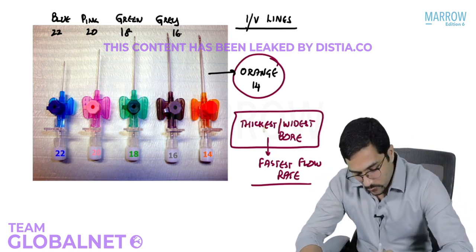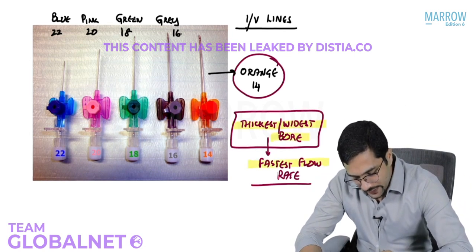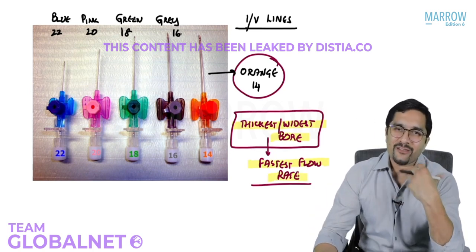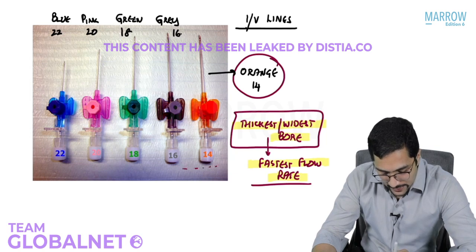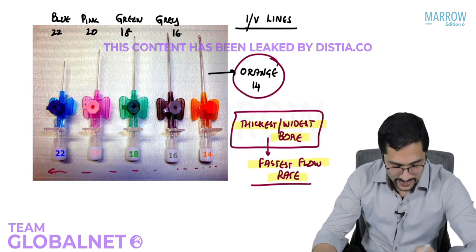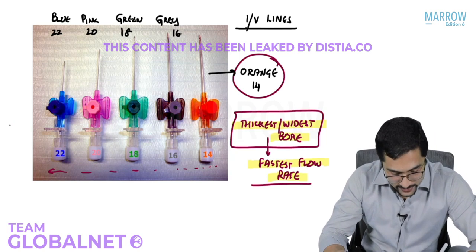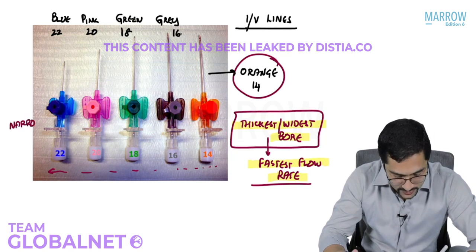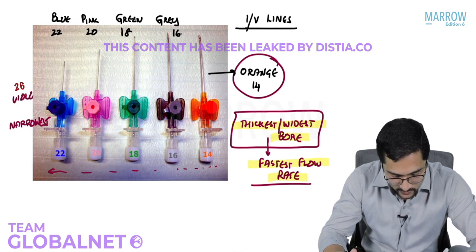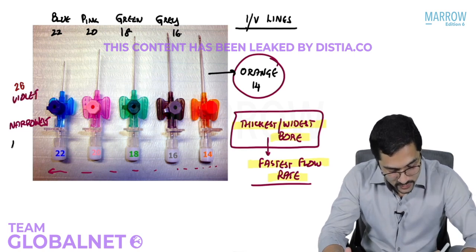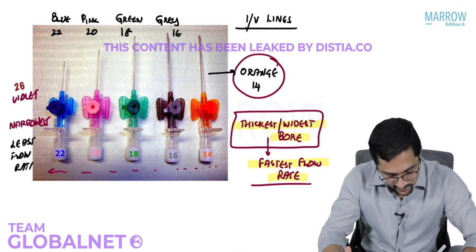So if you have to give fluid quickly, you will put in a wide or a thick cannula so that fluid can flow quickly through it. As the number increases, the cannula becomes narrow, right? Cannulae become narrow. So this is narrowest. In fact, 26, which is violet, is the narrowest, and that will have the least flow rate.